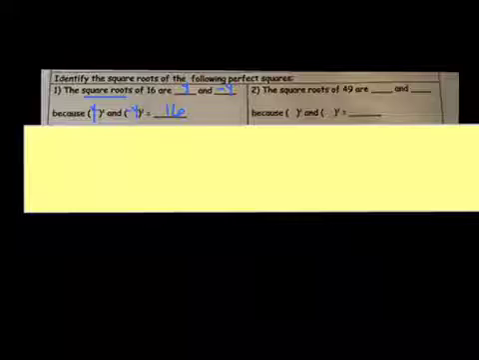Alright, for number 2, the square roots of 49. So we're finding the square roots of 49. What number, when multiplied by itself, will give us 49? Those numbers are 7 and negative 7, because 7 squared and negative 7 squared both equal 49.